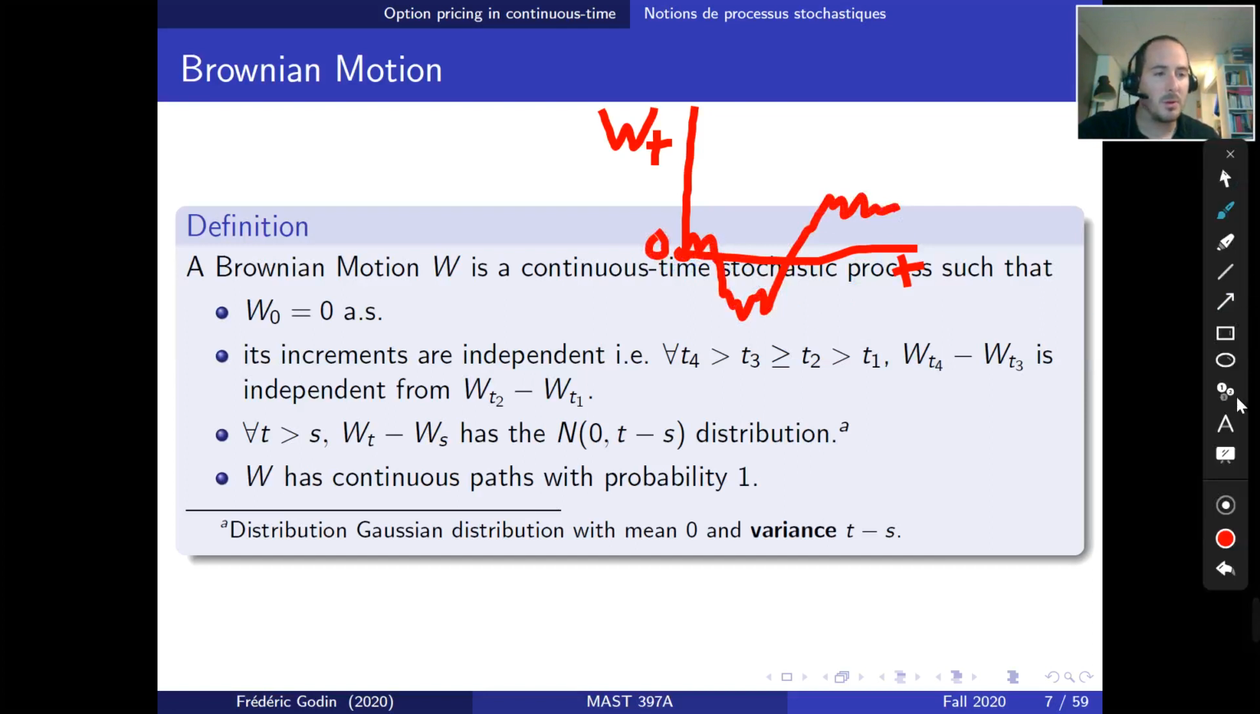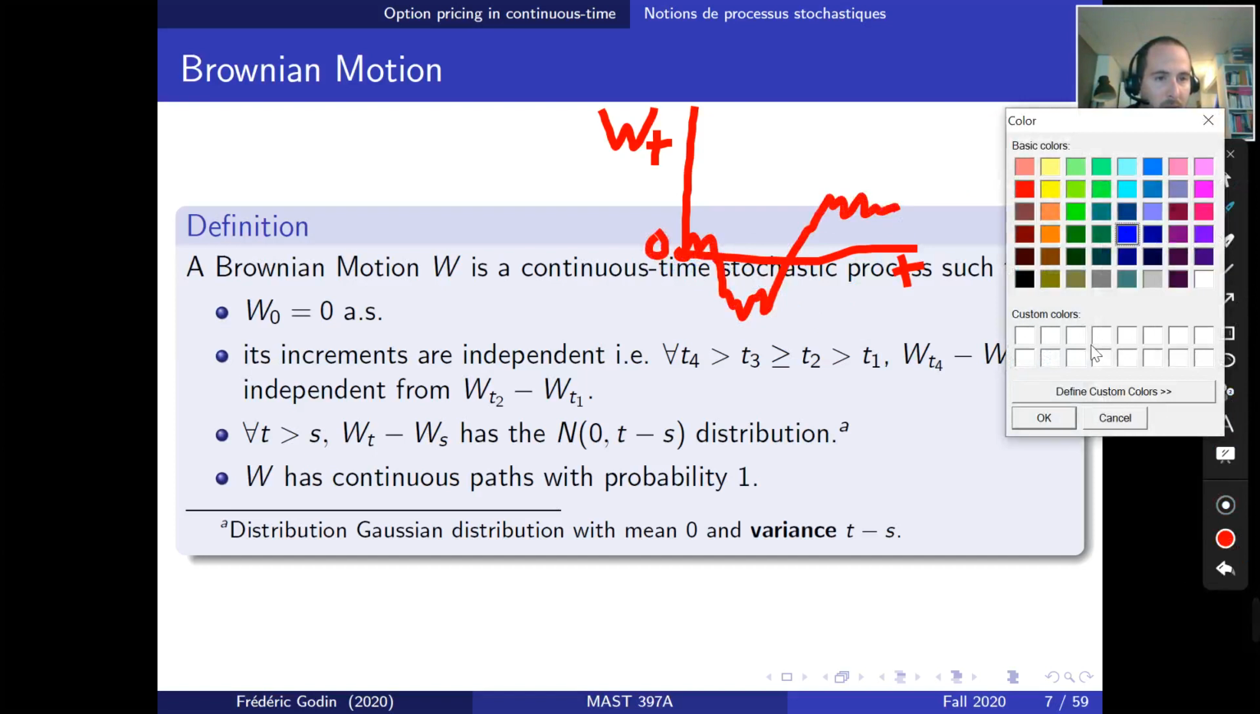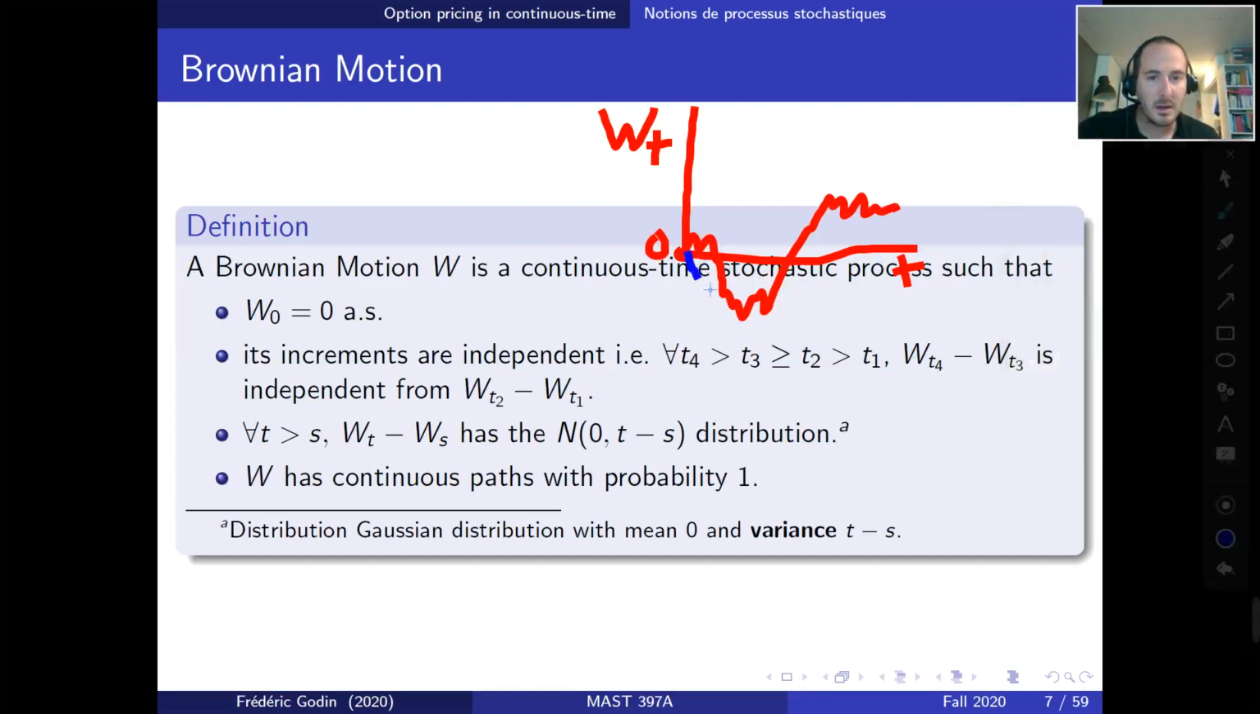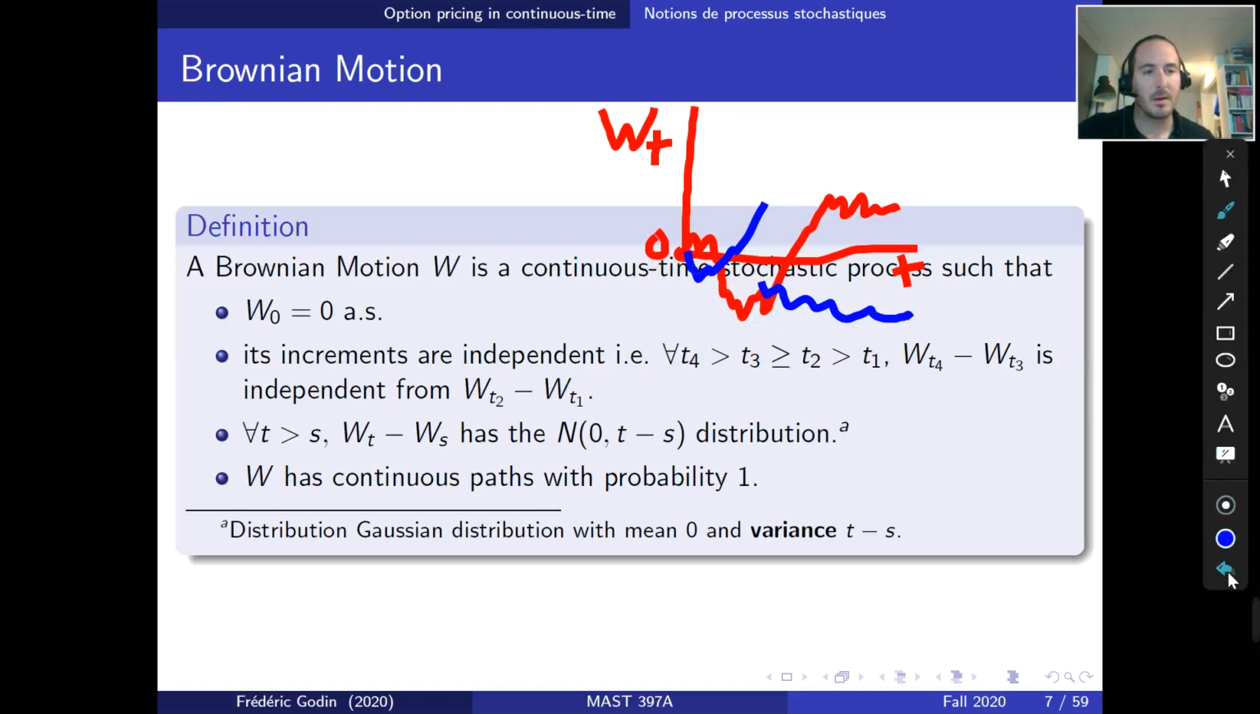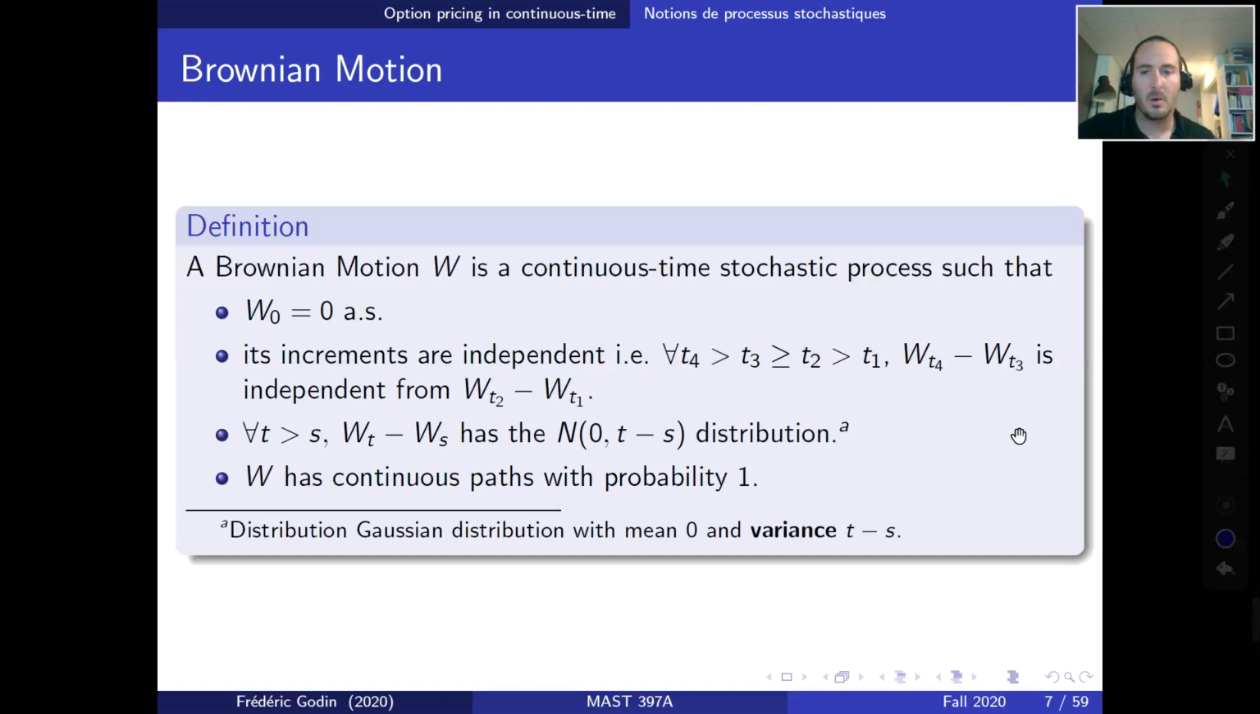It's impossible to get something like this where you have a jump here. So the blue path is not a path that can be produced by Brownian motion. With probability 1, all paths of the Brownian motion look like the red one, not the blue one. So paths of a Brownian motion are always continuous.